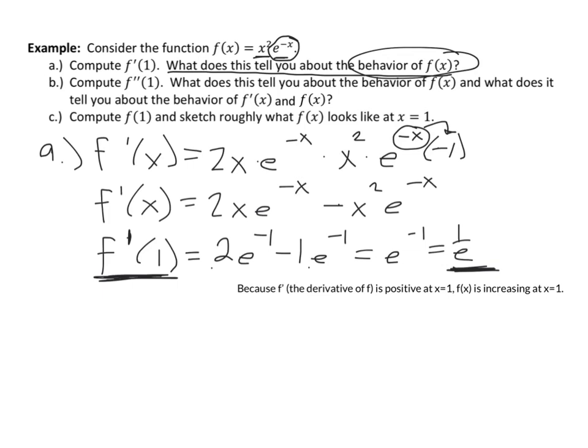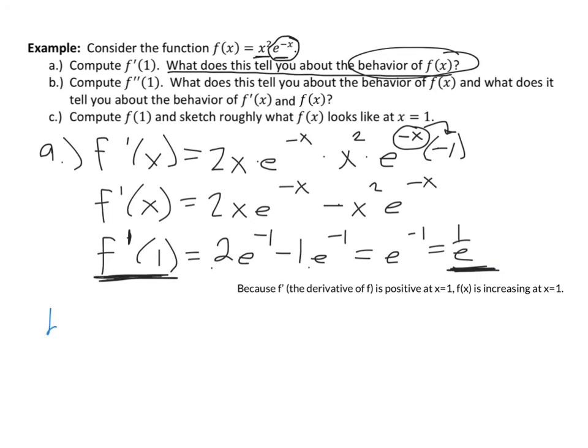Now, notice that when I wrote this, I tried not to use the word "it." I didn't say because it's positive, it is increasing. I said because f prime, because the derivative is positive, the function is increasing. You really, really want to make sure that you're precise when you write these things.